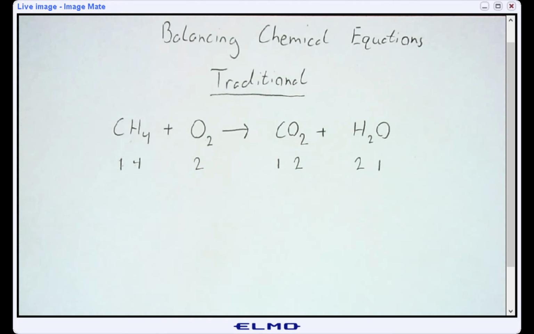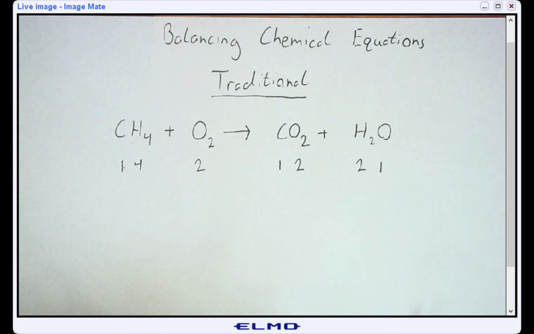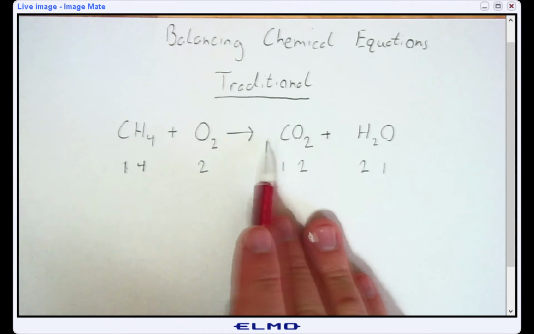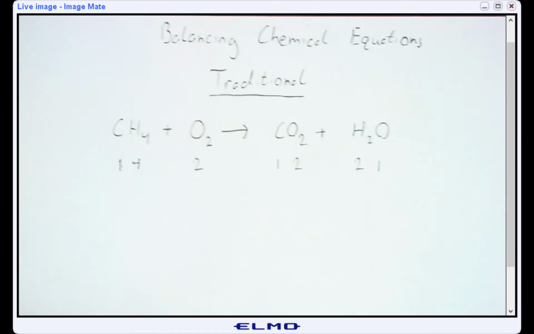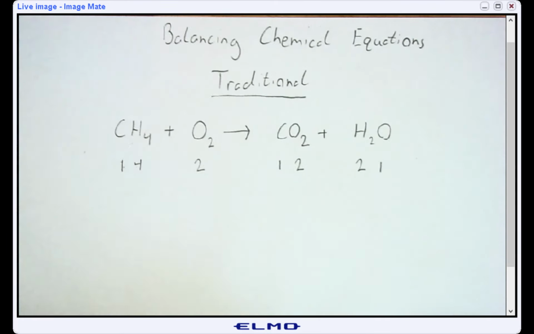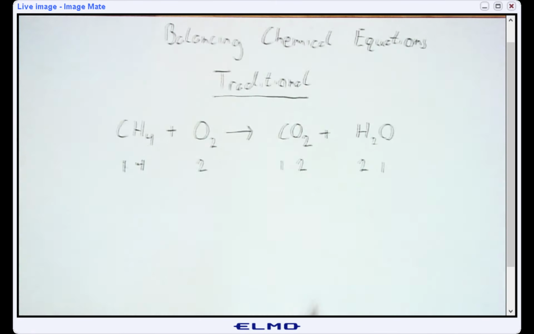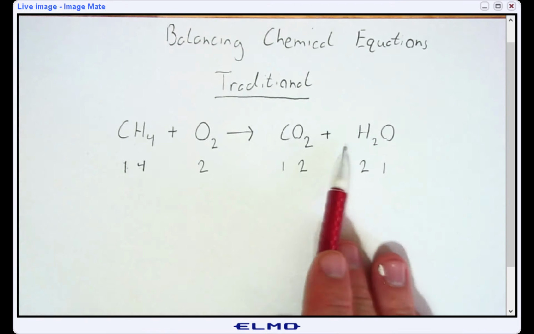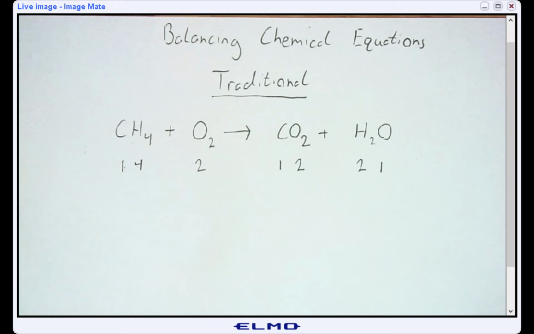All right, now, when we're looking at this, the trick to balancing is, first of all, the only thing you can change is what we call the coefficients. The coefficients are the numbers that come in front of the compounds, the individual formulas. I'm not allowed to add elements or take elements away or add subscripts. You're not allowed to do that. You're only allowed to change the coefficients, the number of compounds there are.